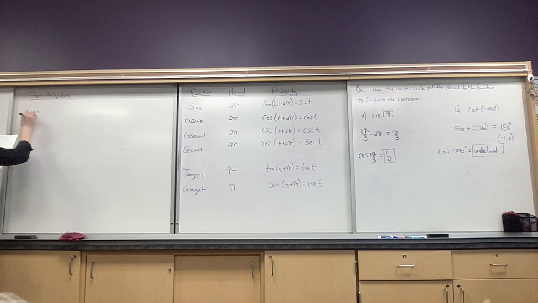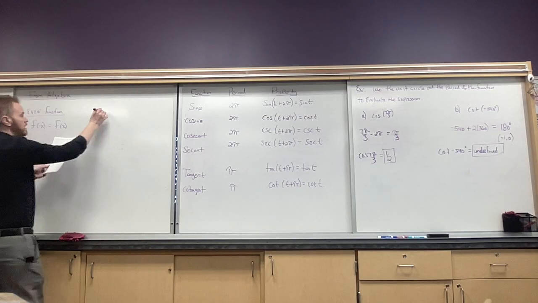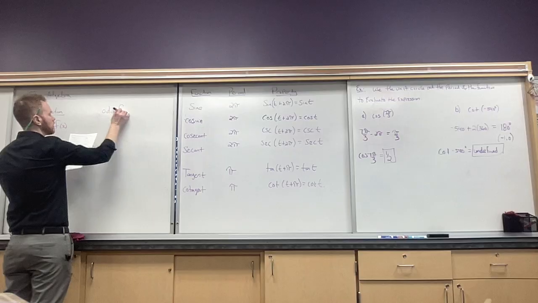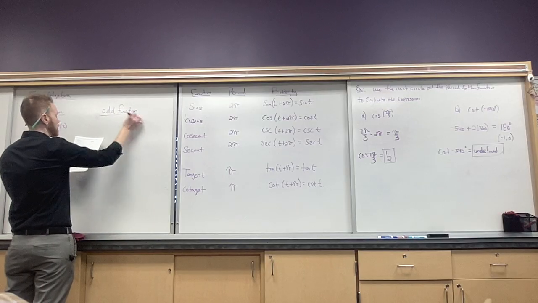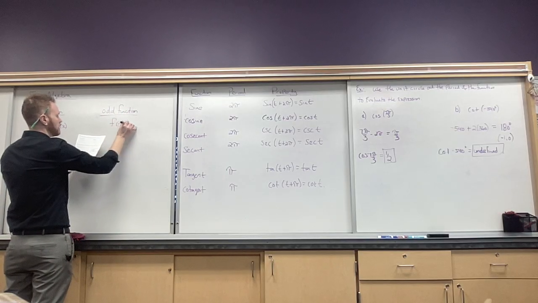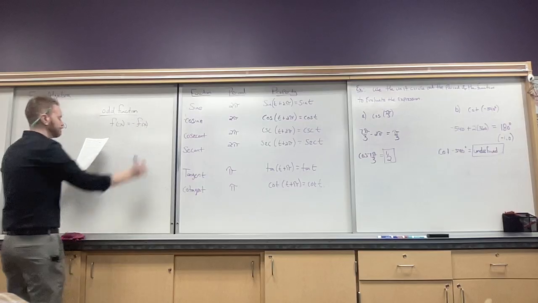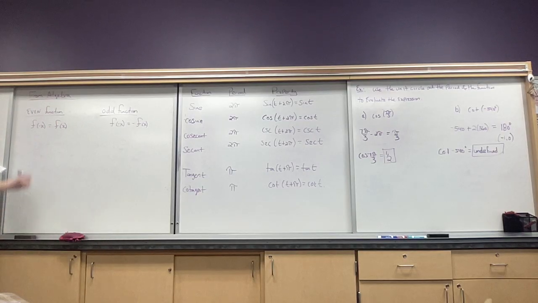So one of the things we talked about was even functions. So that's when if I take the negative of an input, it still gives me a positive output. Okay? So remember, that's like symmetric across the y-axis. Okay? And then an odd function, if I plug in a negative input, I get a negative output. Okay? So some examples underneath it.